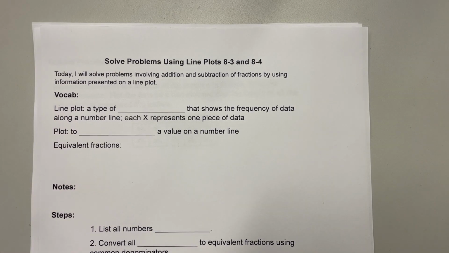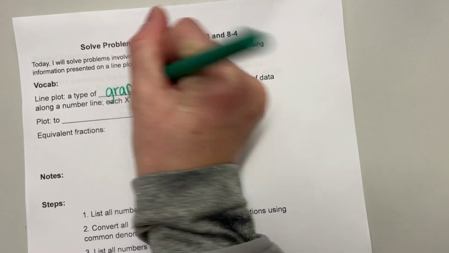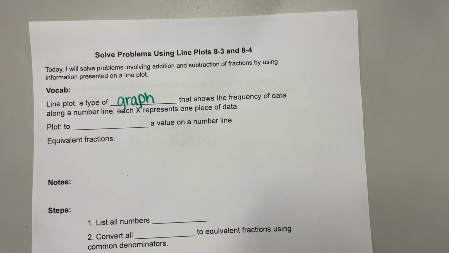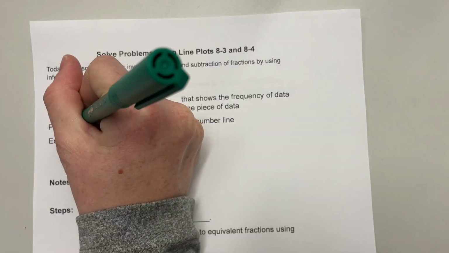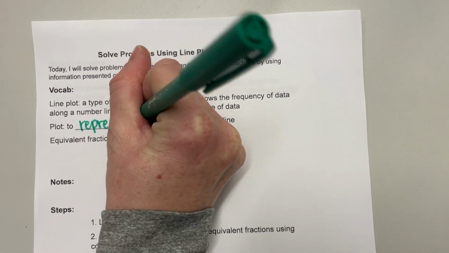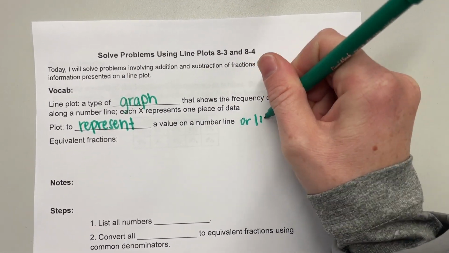A line plot is a type of graph that shows the frequency of the data along a number line. Each X represents a piece of data, and you plot to represent a value on a number line or a line plot.